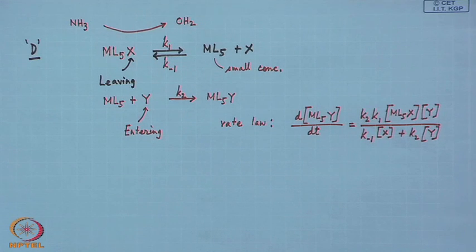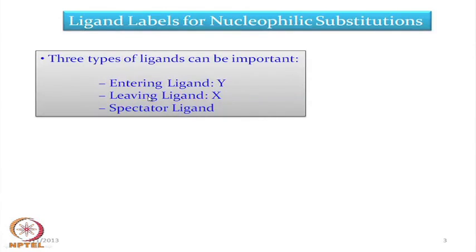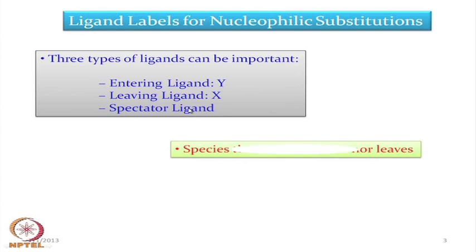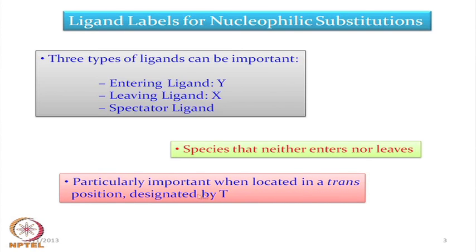So, we have therefore three different types of ligands, which is entering, which is leaving, and which is remaining as the spectator ligand. So, this species that neither enters nor leaves, what are these spectator ligands? Spectator ligands are those ligands which are not entering into the system nor leaving the system, and particularly important when we find them located in a trans position designated by T.